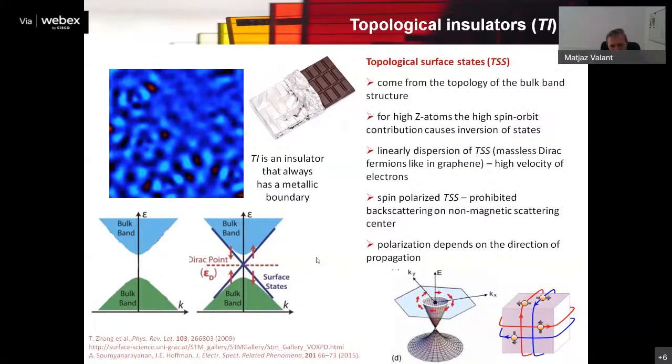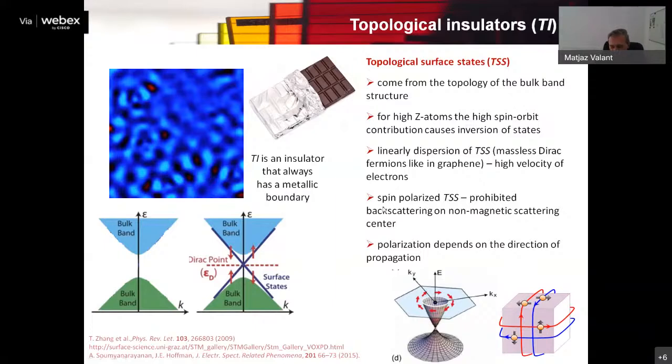Now, there are a few interesting properties of these states. They are very linearly dispersed, and that means that the electrons will have extremely high velocity, like Dirac fermions in graphene. In addition, the electron flow will be spin polarized, and they do not scatter on non-magnetic centers. And polarization in these materials depends on the direction of propagation.